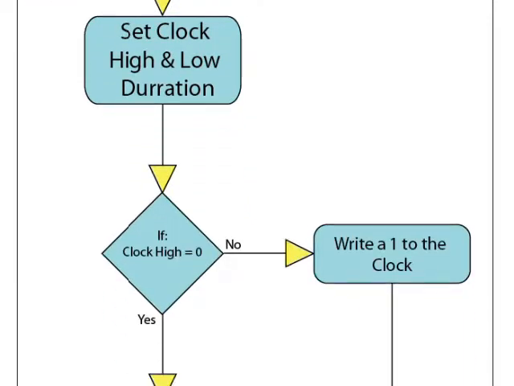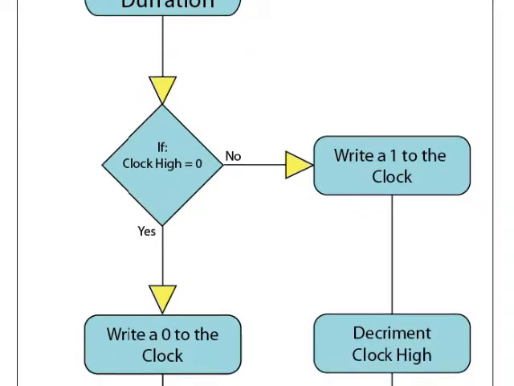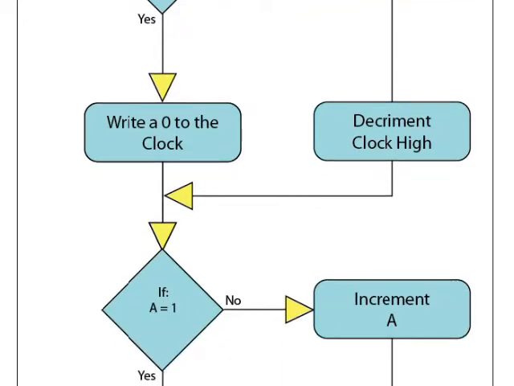The next portion is we check if the clock is still going through the high duration. If it's not 0, then we write a 1, keeping it high, and then we decrement the clock counter. We do that all the way until it is actually 0. Then we know we're at the low section, so we write a 0 to the clock.